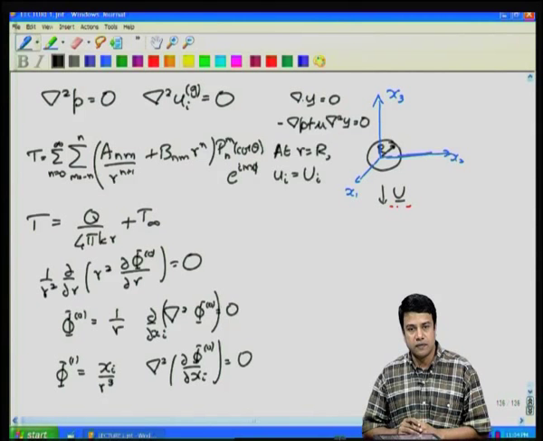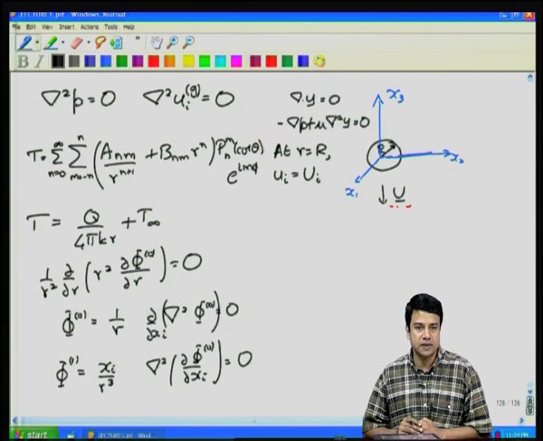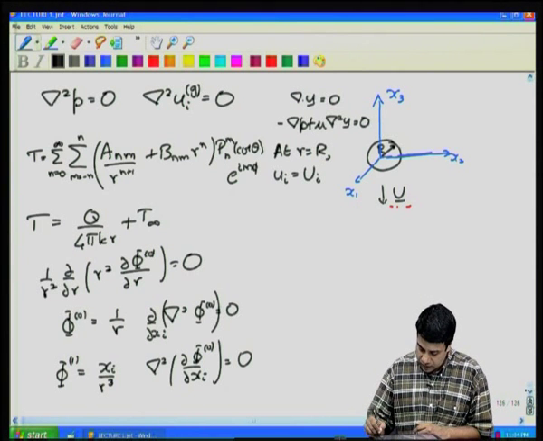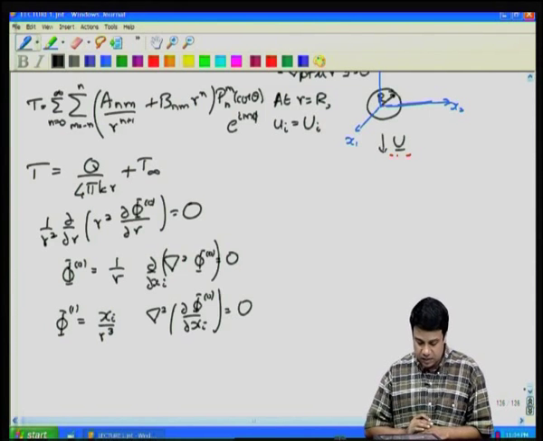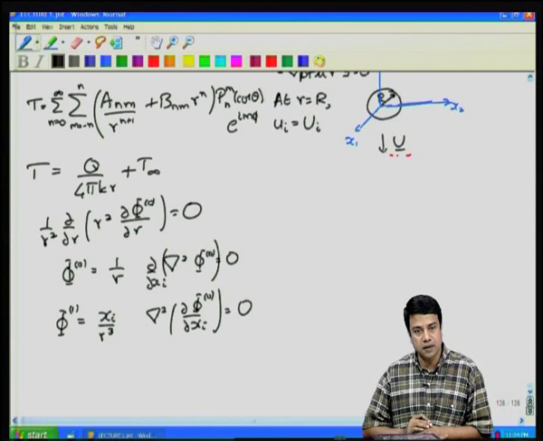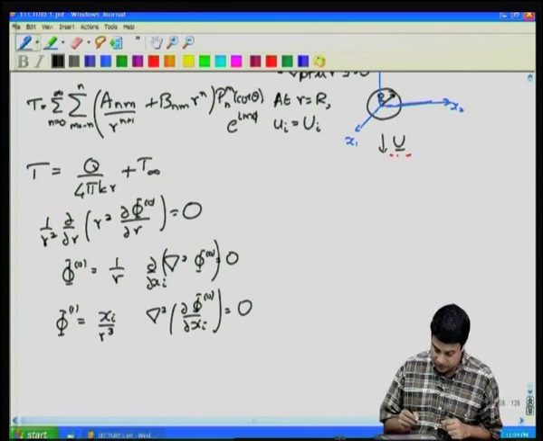If you recall, when we did this, we used the identity that partial r by partial x i is equal to x i by r, because r is equal to square root of x 1 square plus x 2 square plus x 3 square. And then to get the next solution, you can once again take the gradient of this vector.